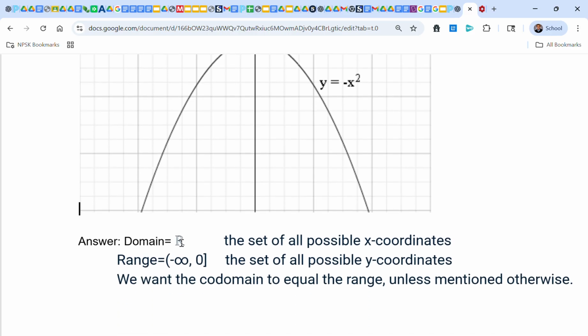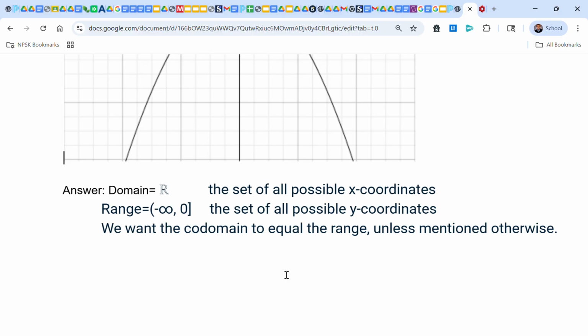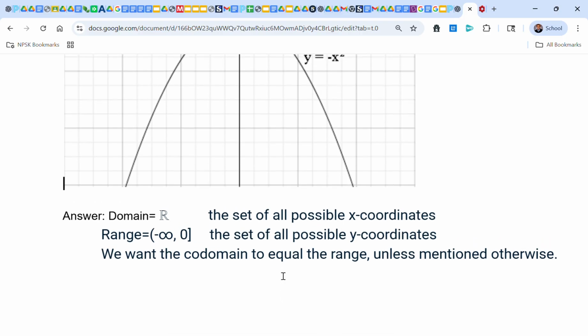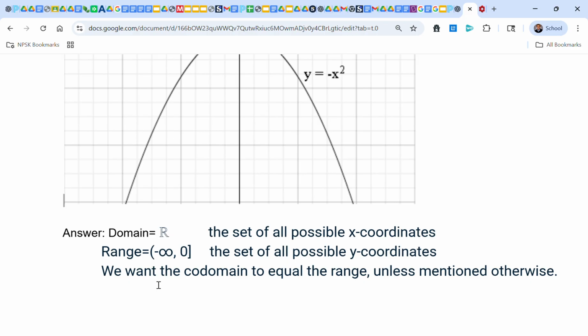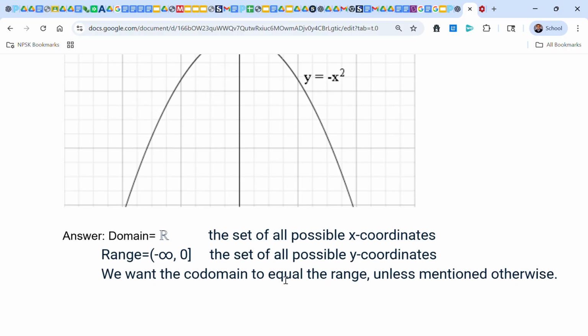Again, the domain is all real numbers. The range is negative infinity to 0. And if someone was to ask, what is the codomain here? Well, we want the codomain to equal the range unless mentioned otherwise. Now in your book, a codomain is said to be all real numbers. It's just kind of odd that they do that.